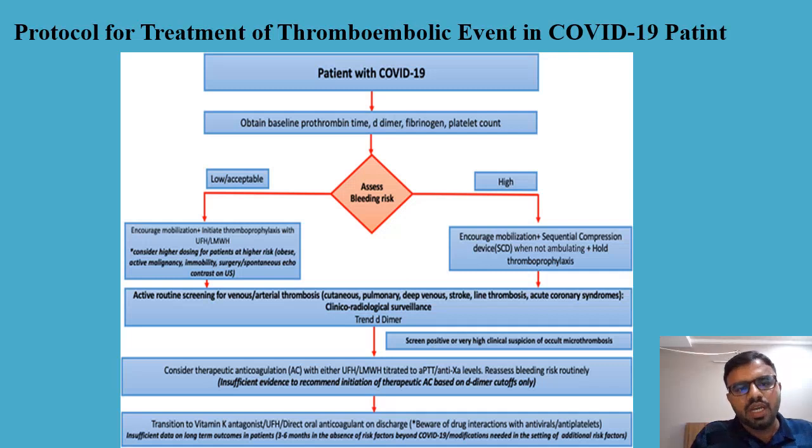Now the second side. Obtain baseline prothrombin time, D-dimer, fibrinogen or platelet count. Assess bleeding risk. If it is high, then encourage mobilization plus a sequential compression device when not ambulating, and hold thromboprophylaxis. After that, active routine screening for venous and arterial thrombosis. Then clinical radiological surveillance. Then, if screen positive or very high clinical suspicion of occult microthrombosis, consider therapeutic anticoagulation. Then transition to a vitamin K antagonist, UFH, or direct oral anticoagulant on discharge.